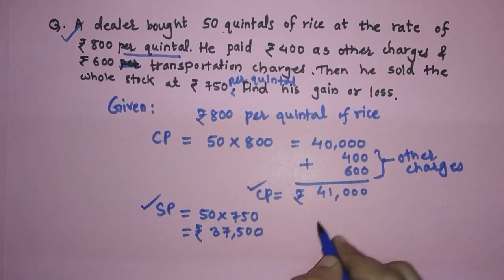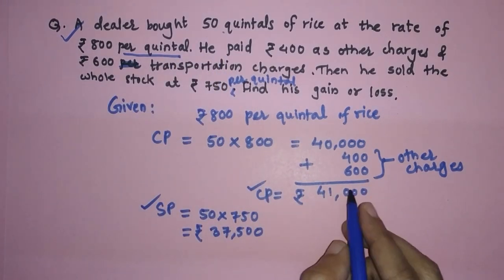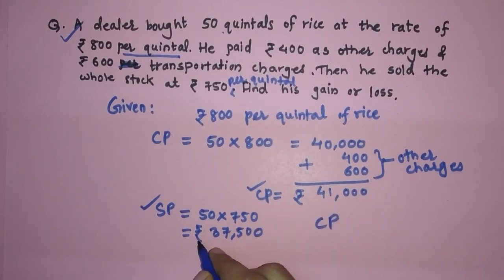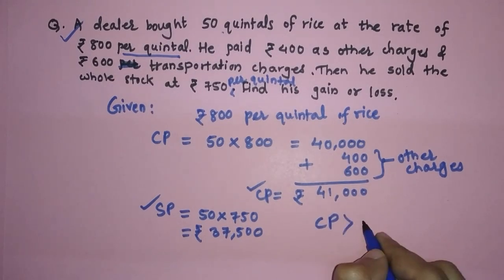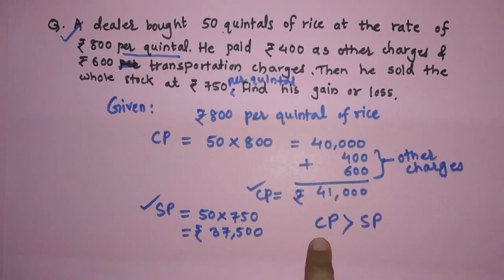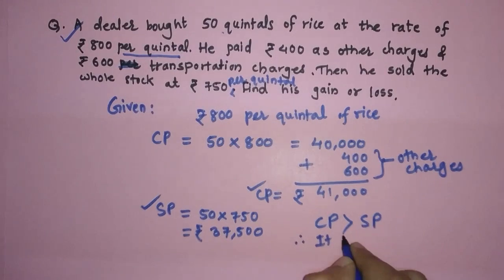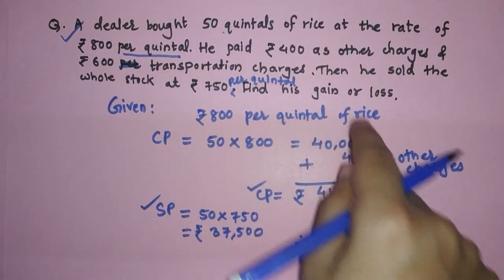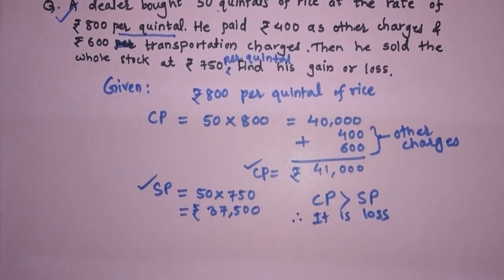Now we need to compare them. If we compare them, we can see here CP is more. CP is 41,000 and SP is 37,500. So CP is more than SP. Cost price is more than its selling price. Therefore, it is obvious that it is a loss. So in the question it is asked, find his gain or loss. It is a loss.